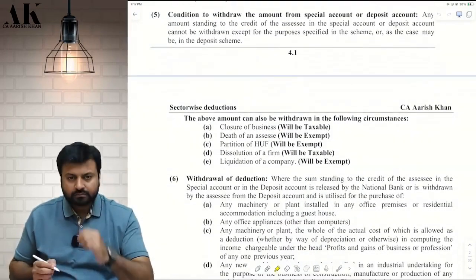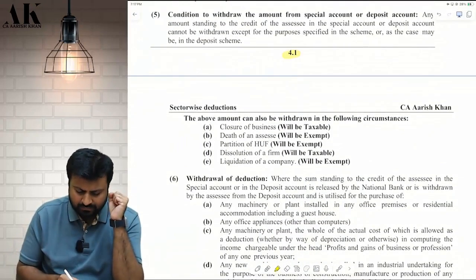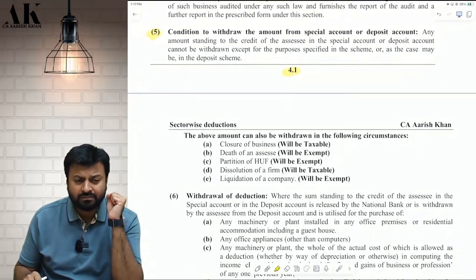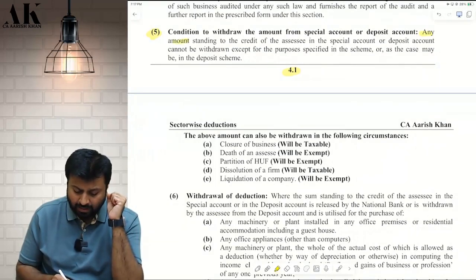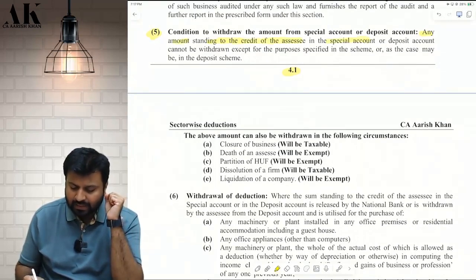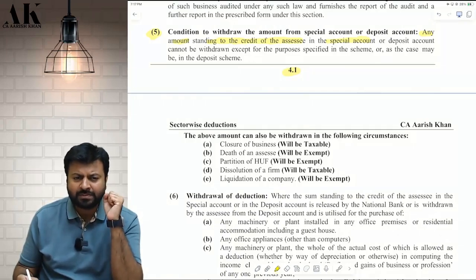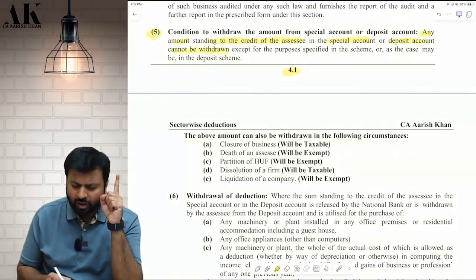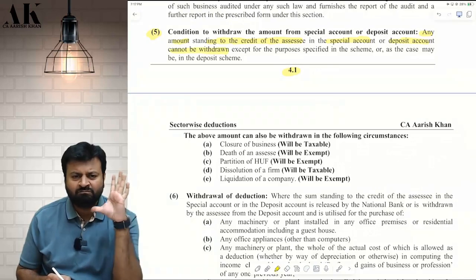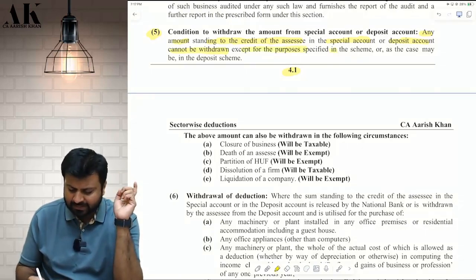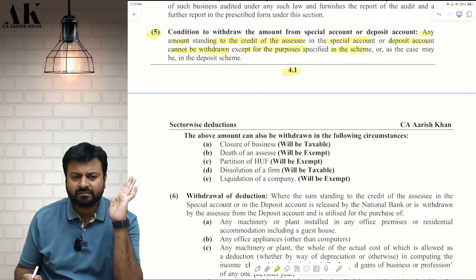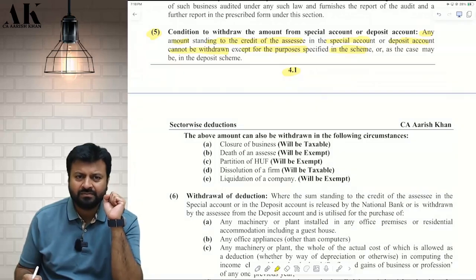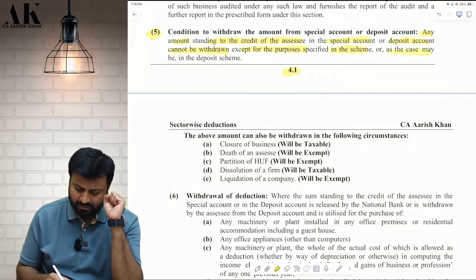Now, on page number 4.1, point number 5, see on the board, all of you. Any amount standing to the credit of the assessee in the special account. How much amount is standing in the credit as per our example? 1 crore. Or deposit account cannot be withdrawn, not possible to withdraw except for the purpose specified in the scheme. Correct? You can withdraw only for the purpose specified in the scheme, or as the case may be in the deposit scheme.